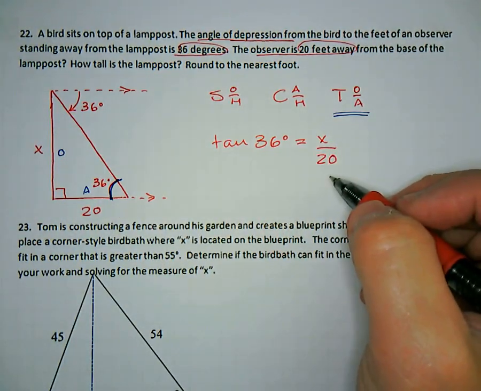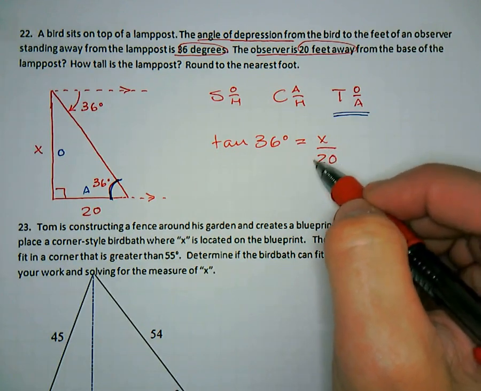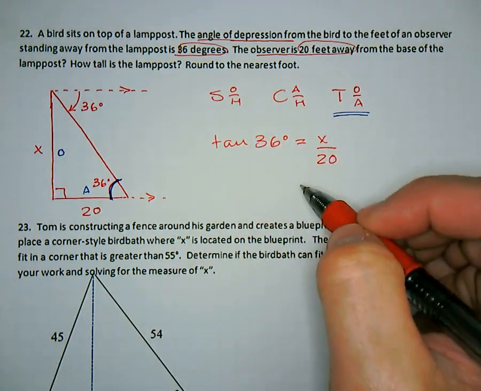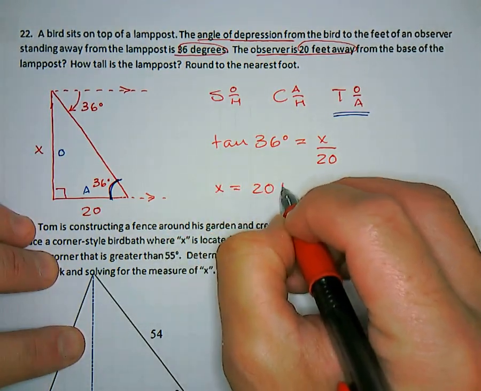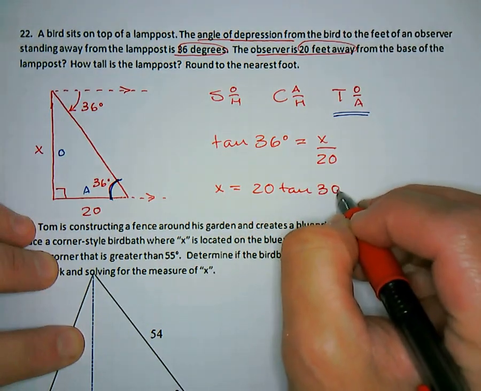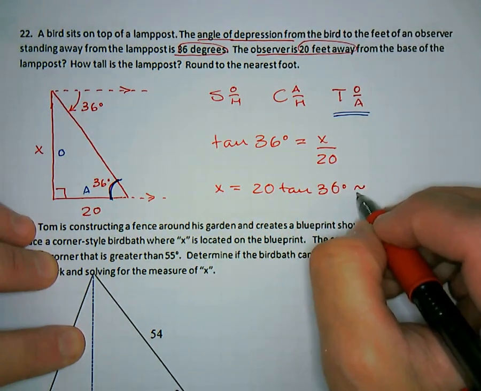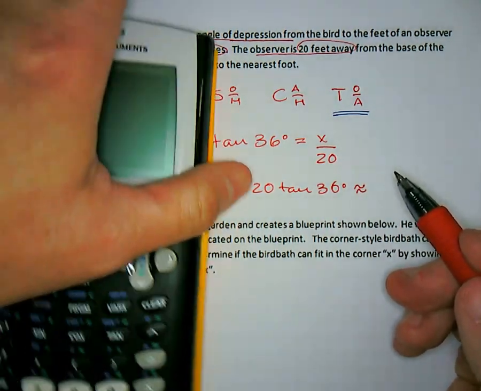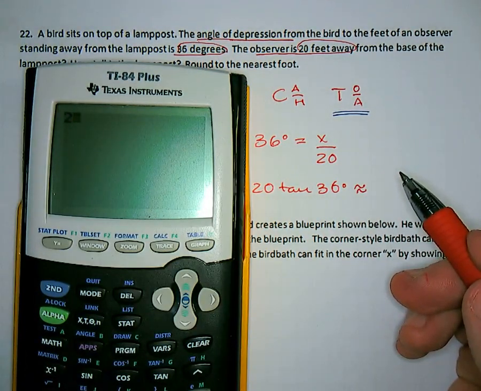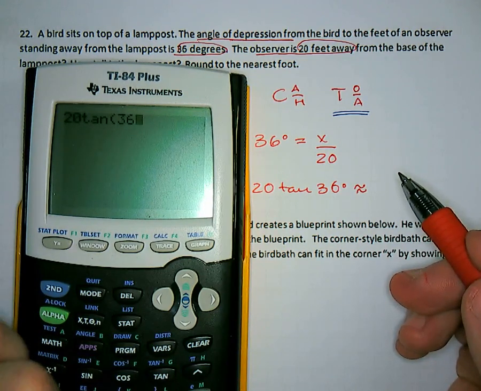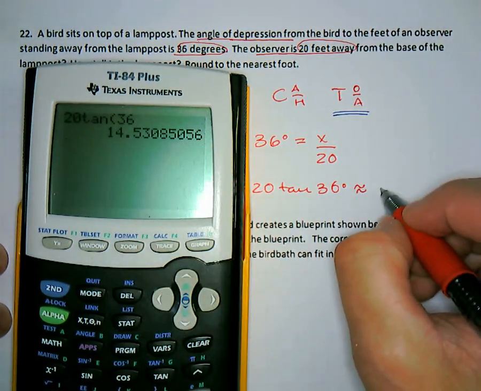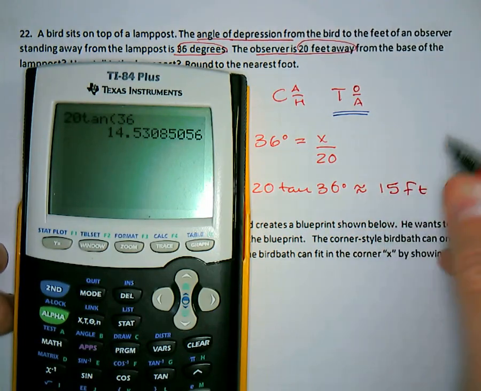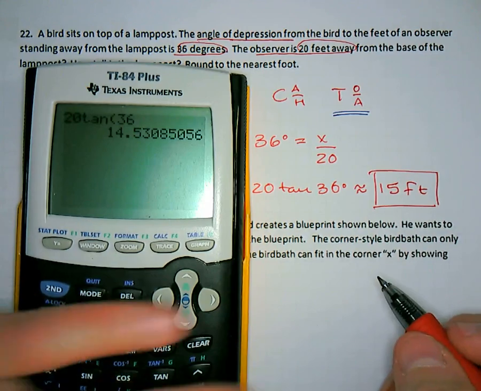So since our unknown is in the numerator, we're going to multiply the side that we know by the function and angle that we know. So that height is going to be 20 tangent 36 degrees. And they told us to round this to the nearest foot. So 20 tangent 36 degrees. Enter. So 14.5, that 0.5 is going to round that 14 up to a 15. So we're looking at approximately 15 feet for the top of our lamppost. Okay?